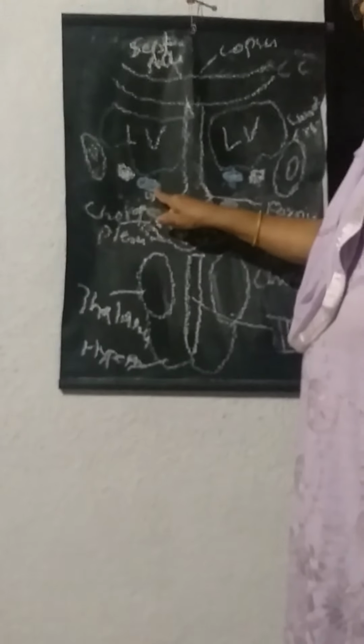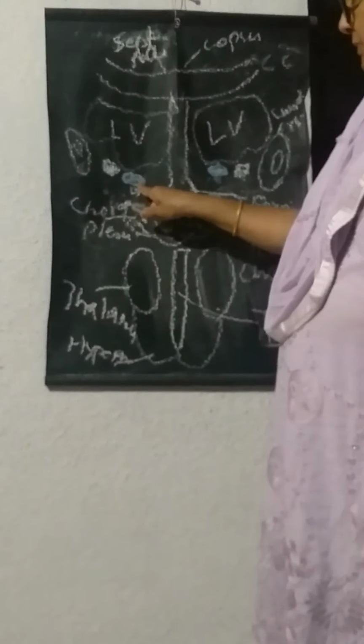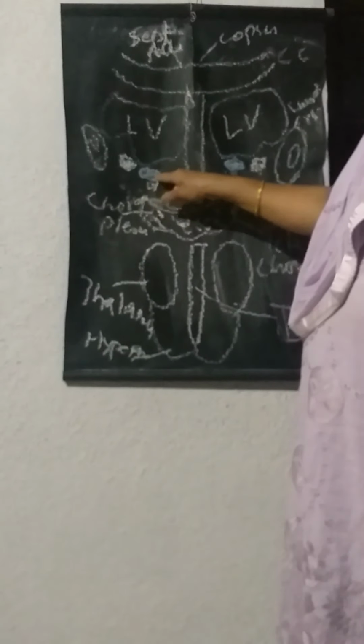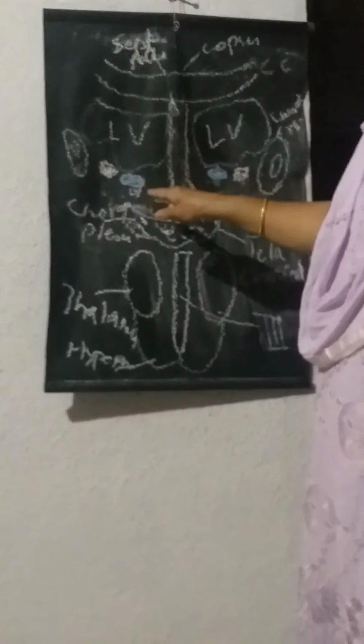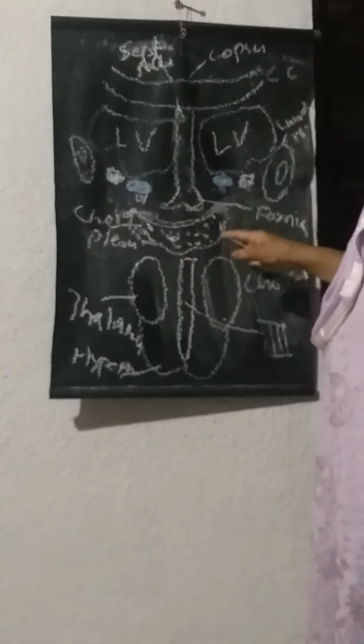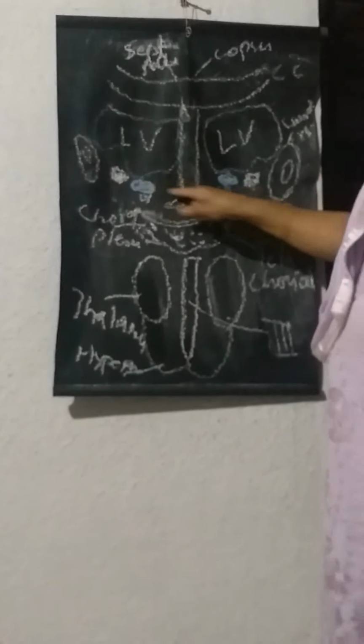And the thalamostriate vein and some portion of the thalamus. Okay? So this is the floor.